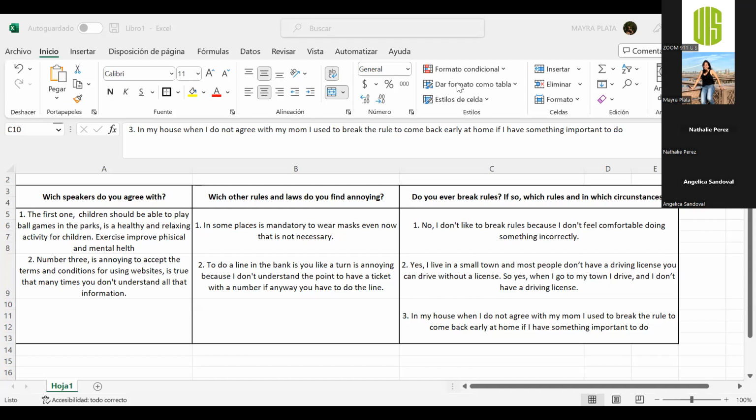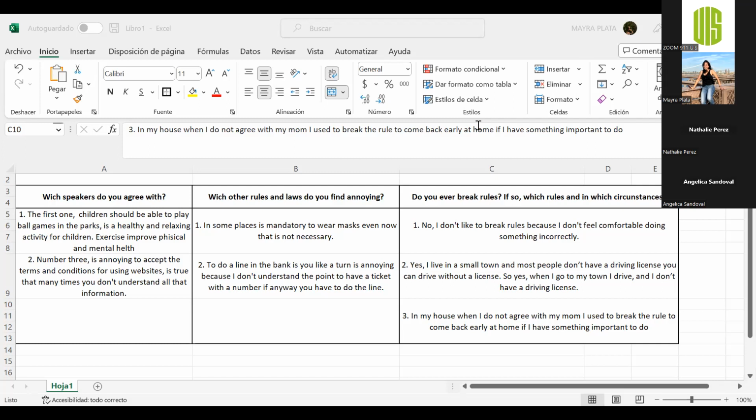In the first part, which speakers do you agree with? The first one, children should be able to play ball games in the parks. It's a healthy and relaxing activity for children. Exercise improves physical and mental health. And for the second, number 3, it's annoying to accept terms and conditions for using a website. It's true that many times you don't understand all that information.